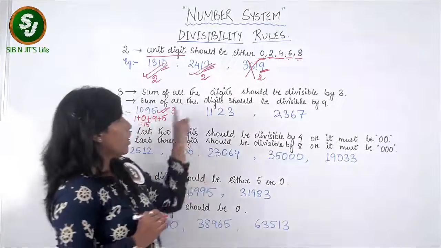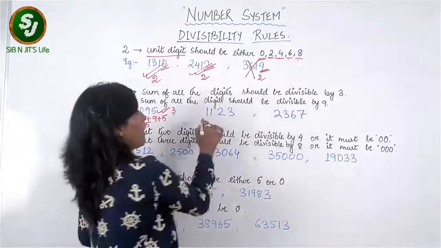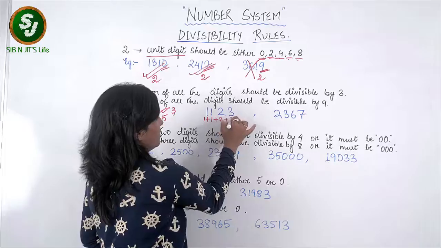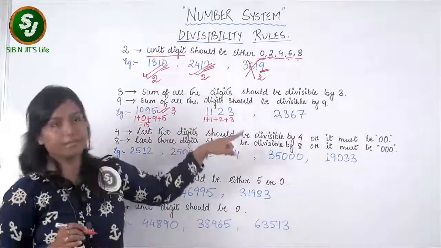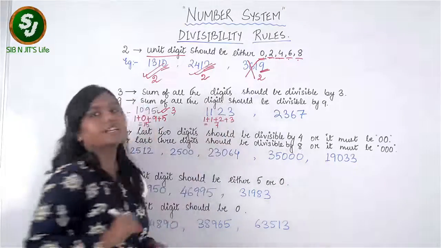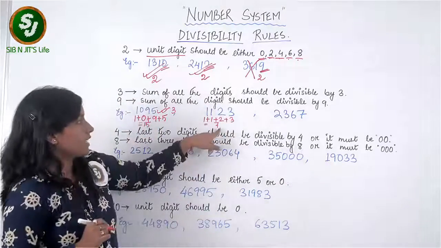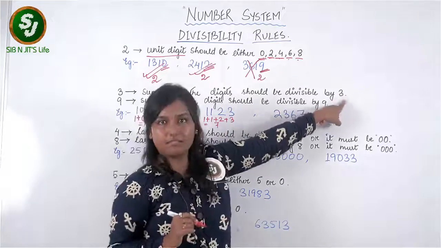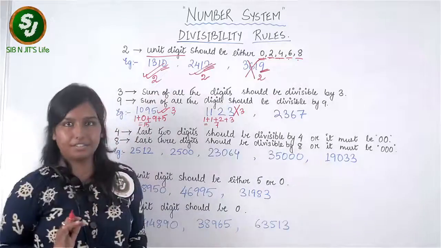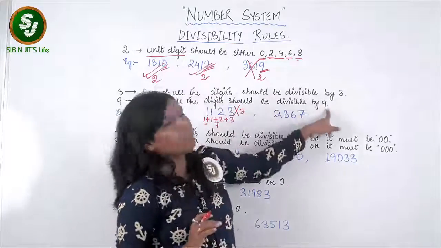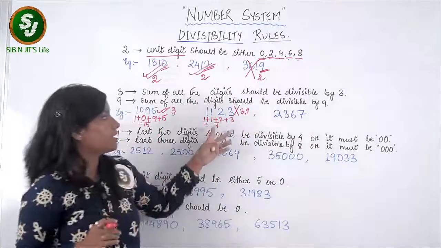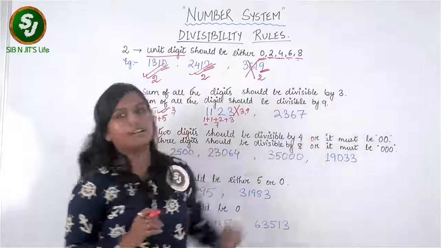Moving on to the next one, 1123. Let's take out the sum first. 1 plus 1 plus 2 plus 3. So the answer will be 7. Now let's check, is 7 divisible by 3? No. That means this number will not be divisible by 3. And is 7 divisible by 9? No. That means this number will neither be divisible by 3 nor 9.